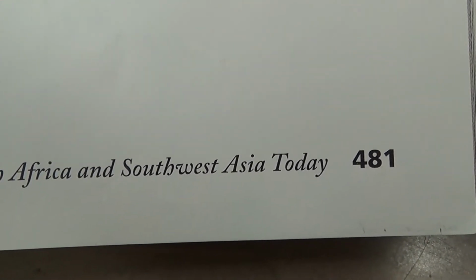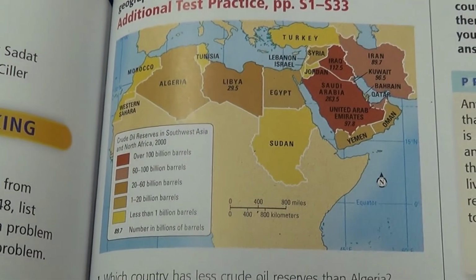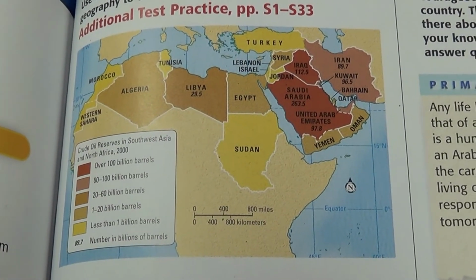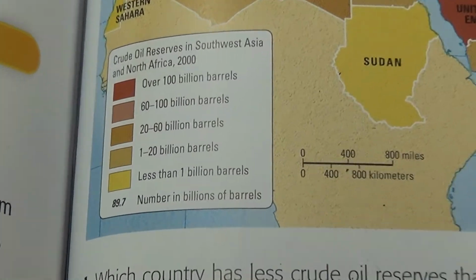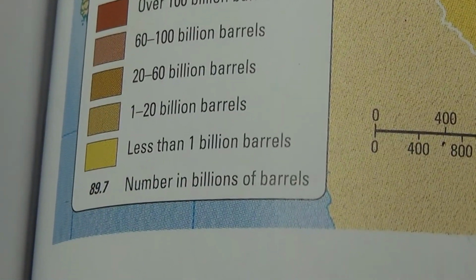All right, so we are looking at page 481 in our old geography textbook, and we have this map here. Now, it's not my favorite map because there's not a title, so let's go on to our legend. You read the whole legend, including the very bottom of the legend right here.